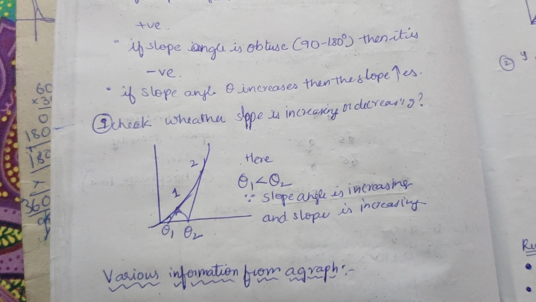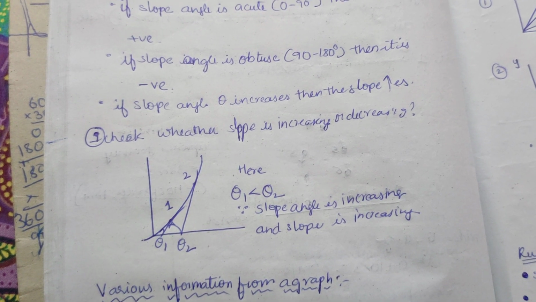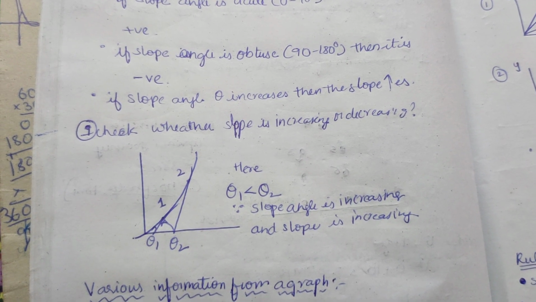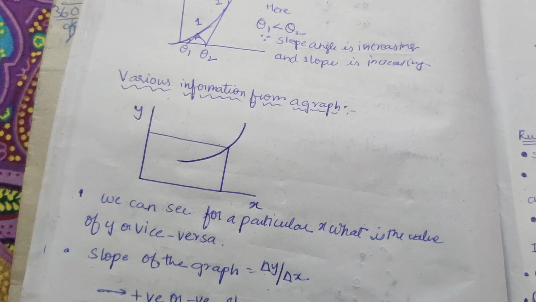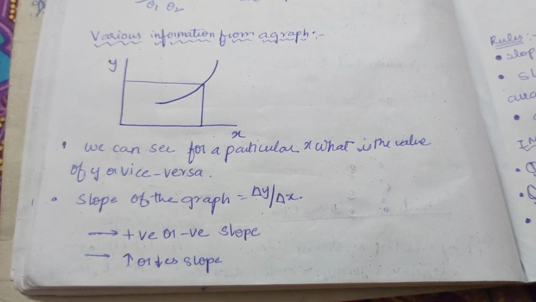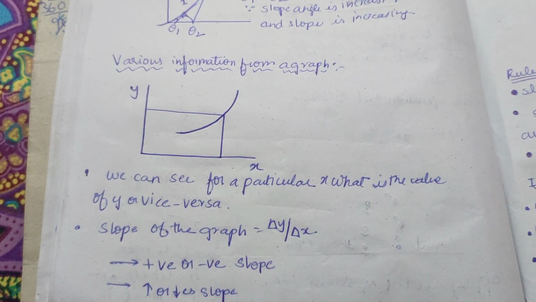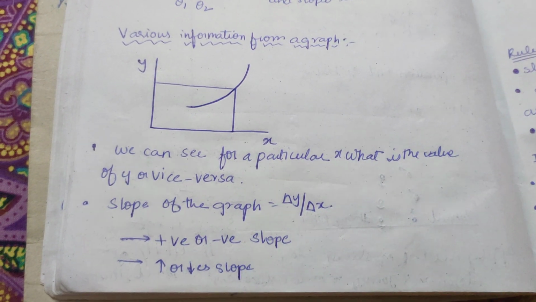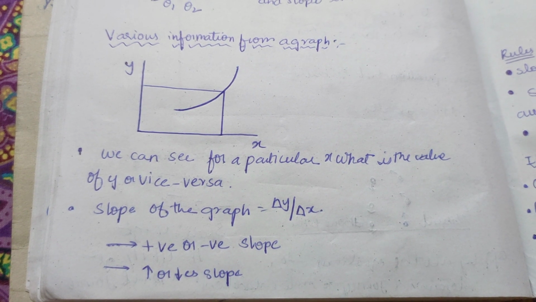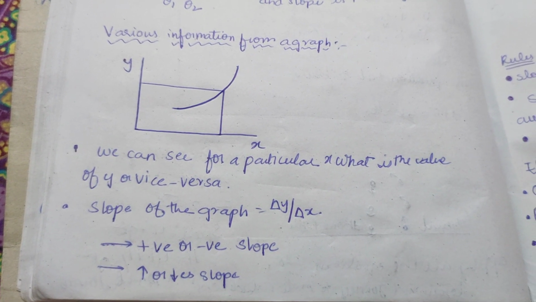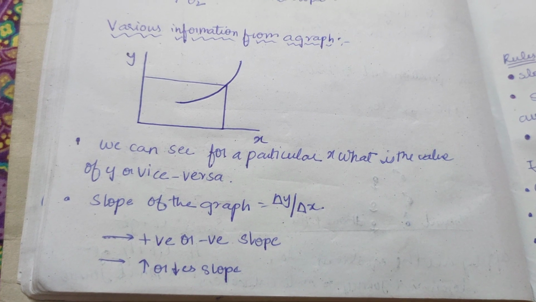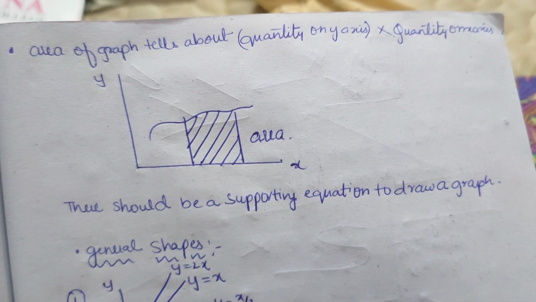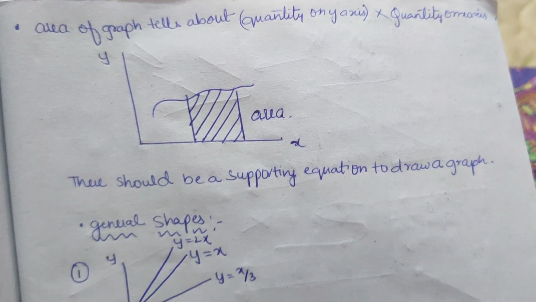Now here in this case we can check whether the slope is increasing or decreasing. Here you can see theta 1 is less than theta 2, so the slope angle is increasing and the slope is increasing. Now, various information from the graph. We can see from a particular x what is the value of y, or vice versa. The slope of a graph is equal to delta y by delta x, equal to positive or negative slope, increases or decreases the slope. The area of a graph tells about the quantity of y-axis into quantity on x-axis.